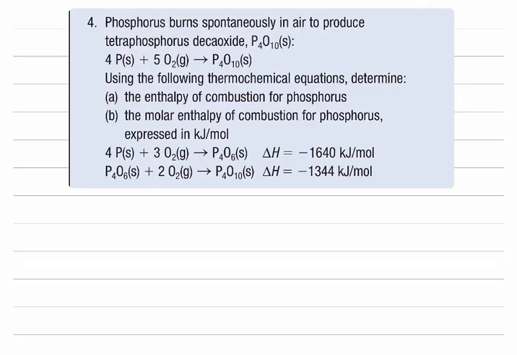This is the first question in the section, and as a result it's fairly straightforward. We're going to have phosphorus burning spontaneously in air to produce tetraphosphorus decaoxide. So we have 4 phosphoruses, 5 oxygens to give us P4O10. First off, we're going to find the enthalpy of combustion, so that is going to be the delta H for the overall reaction. And then we're going to find the molar enthalpy of combustion for phosphorus.